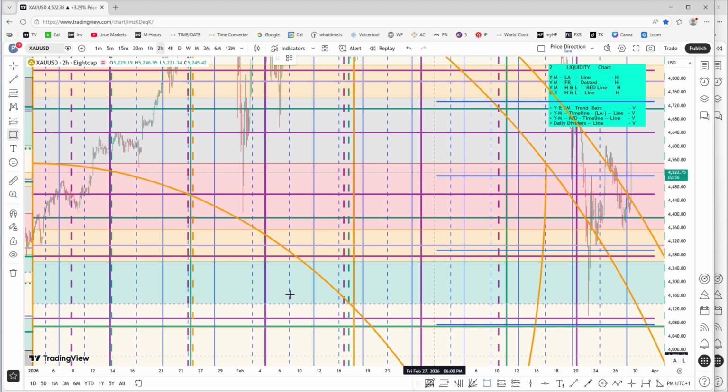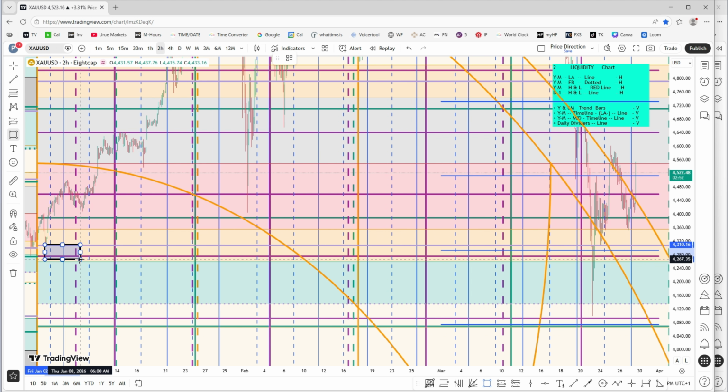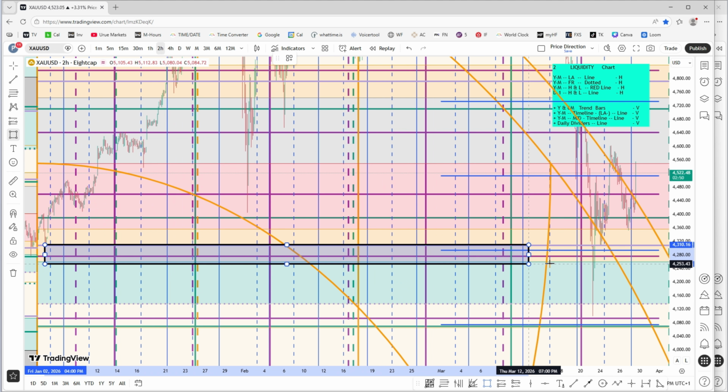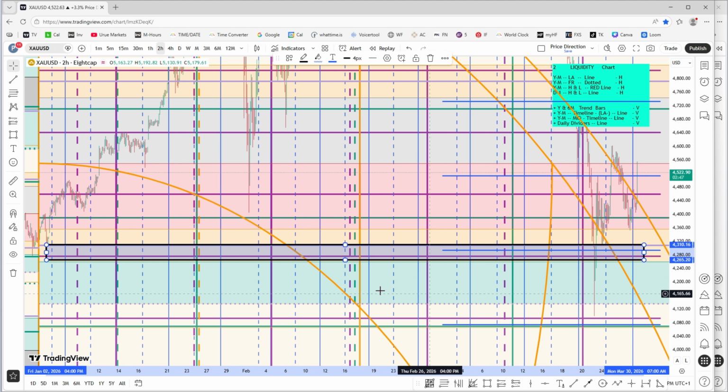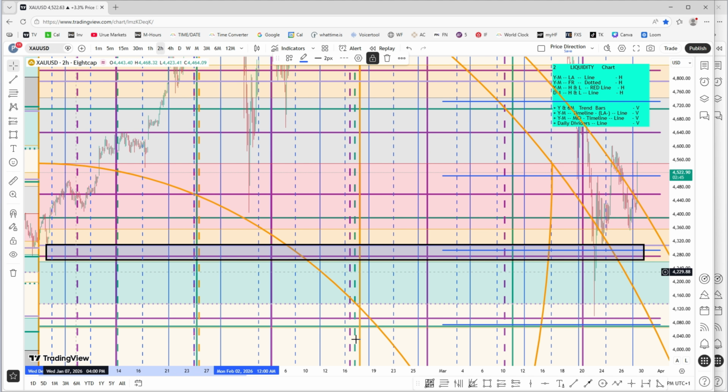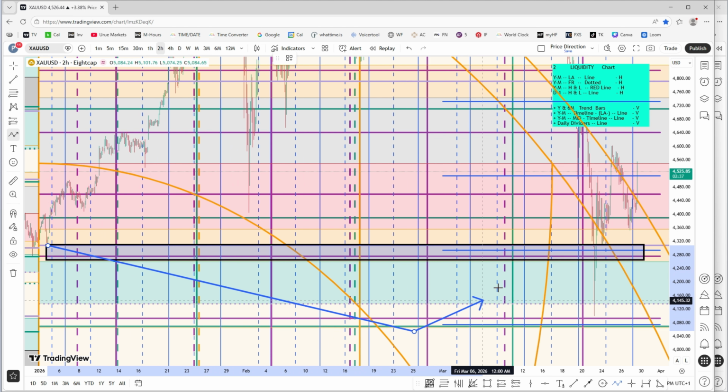Can you see where gold started? Right here. Gold started there this year. Can you see how far it dropped in? This is where it started. Let me use this. This is where it started. Okay, now just pull this here. This is where it crossed.